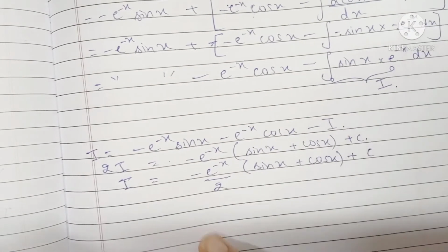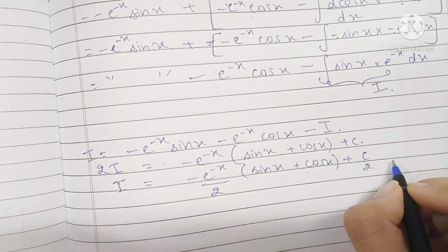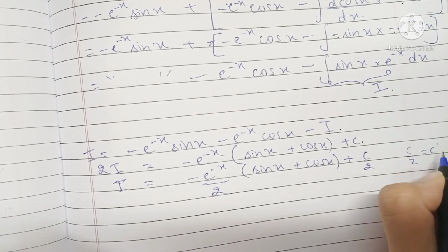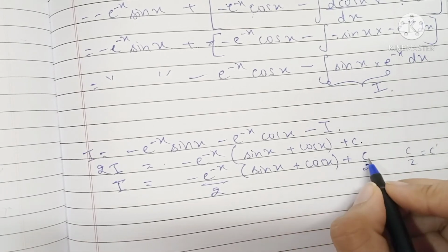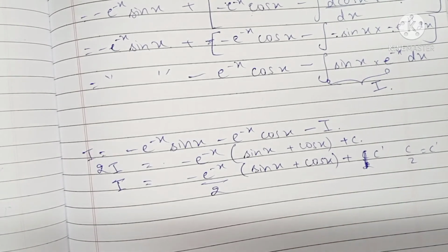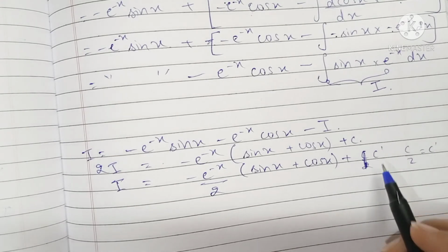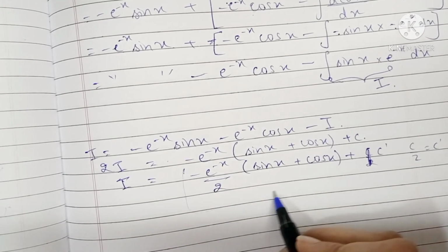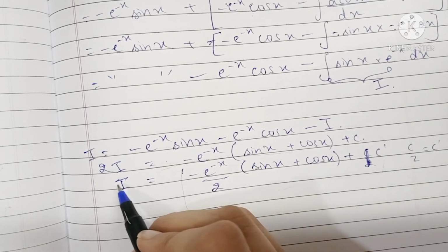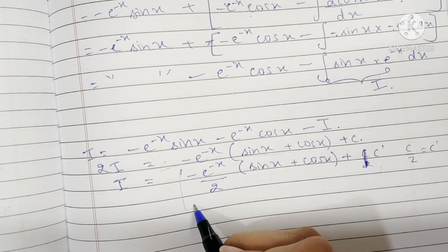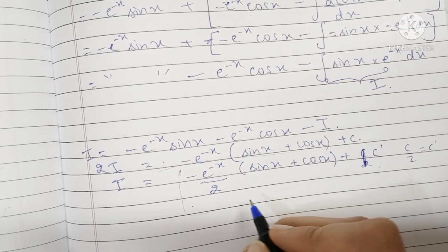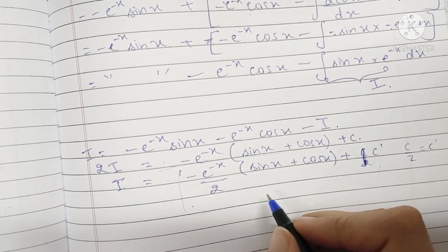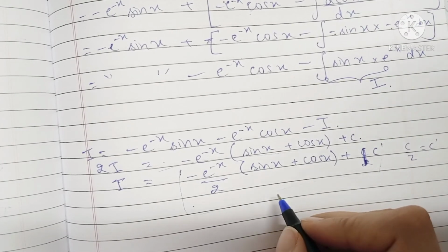One more thing that you can do is write c by 2, and then c by 2 becomes c dash, and just write c dash over here. Really doesn't matter because anyway after differentiation this turns into 0. So now since we don't have any integral term which we are equating to I, this is the final value of I, and this is our final answer, minus e raised to minus x upon 2 sine x plus cos x plus c.